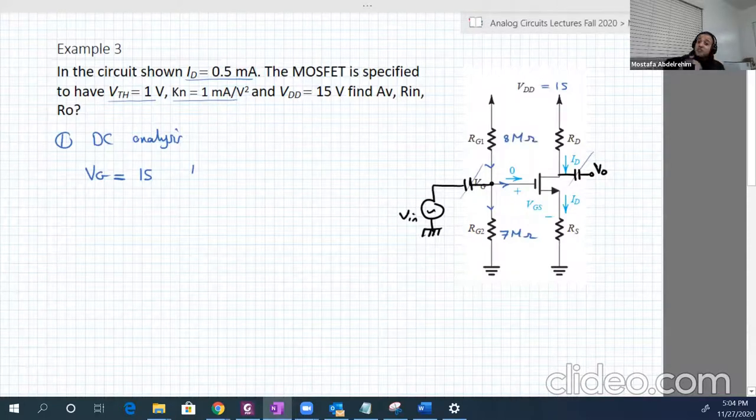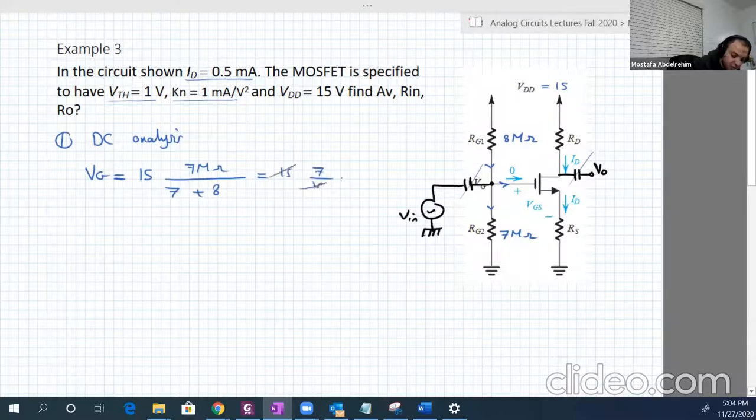We usually choose them very big like this, for reasons that we're going to see afterwards. So VG will be 15 multiplied by 7 mega ohms over 7 mega plus 8 mega. So 15, 7 over 15, it will be 7 volt.